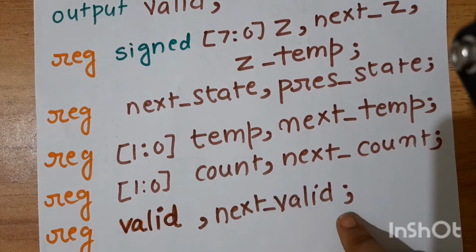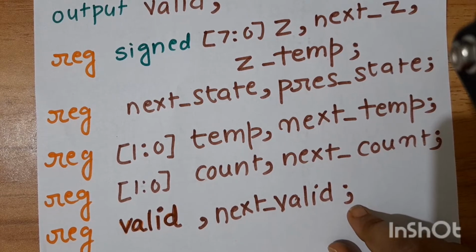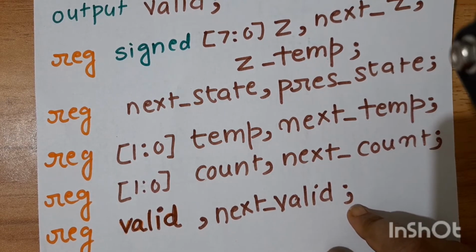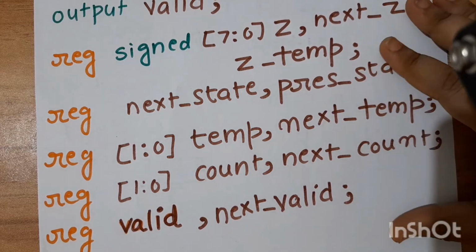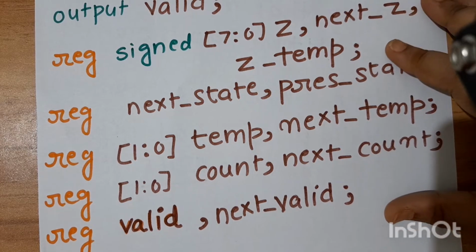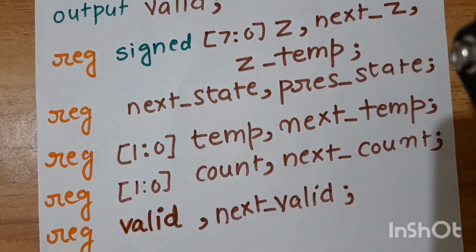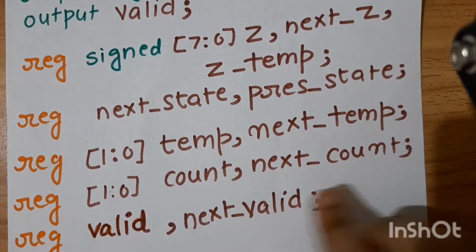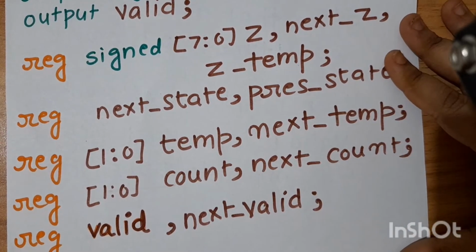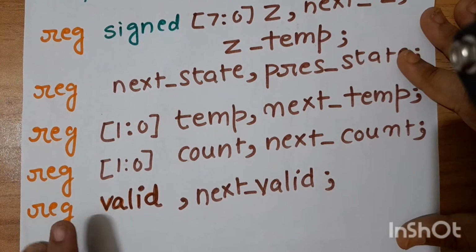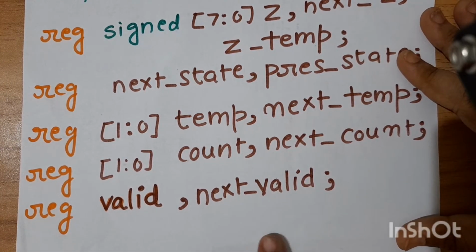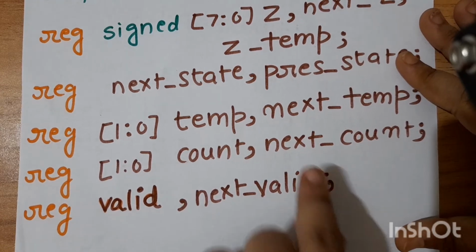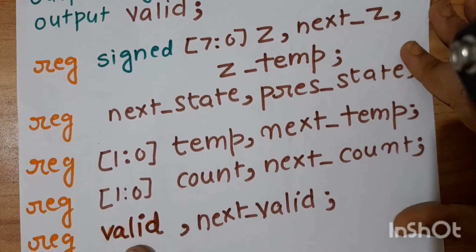Then count carries the number of bits of the multiplier. So [3:0], 4 bits are there. So count would be 2-bit. 2 raised to 2 is 4. So count would be counting 00, 01, 10, 11. This way the loop would run 4 times. And next count is another 2-bit value that would be used in the FSM. Then valid is of registered type and next valid is of registered type. Wherever next is used, they are all used in the FSM.